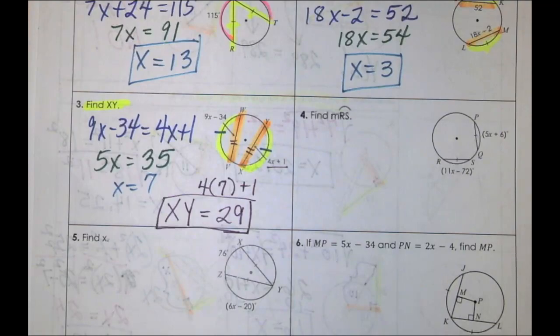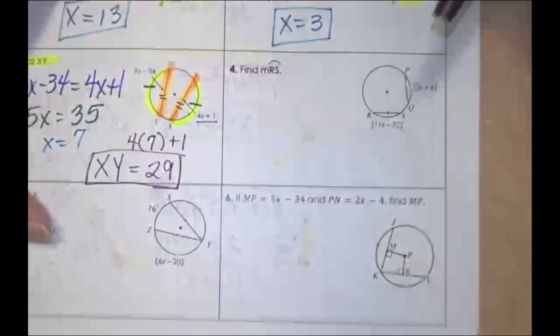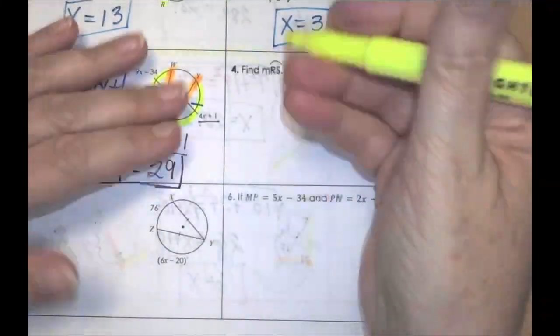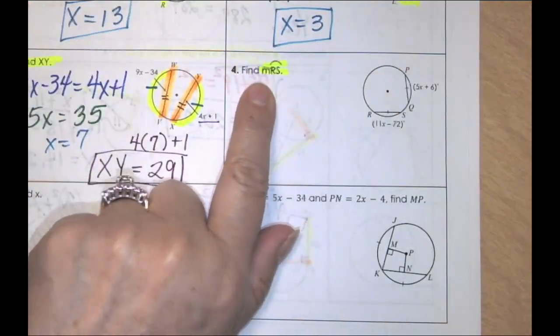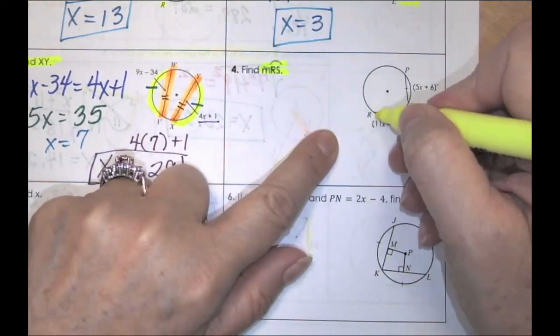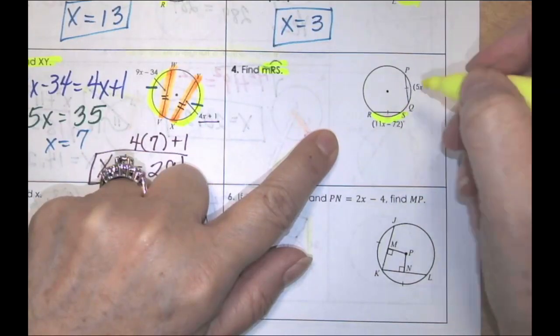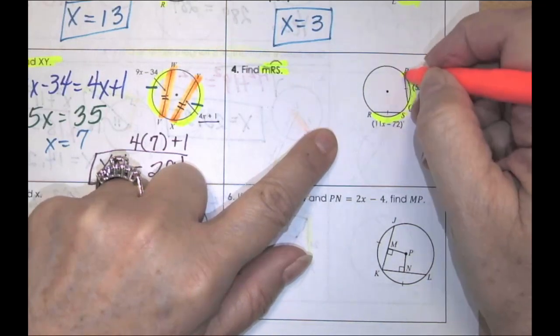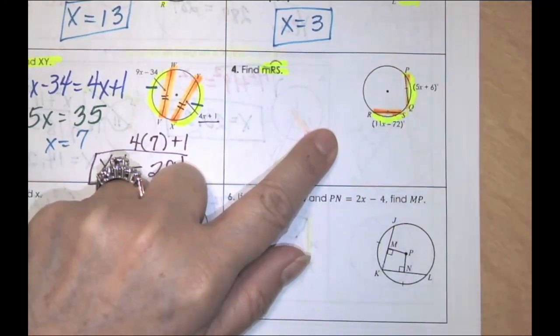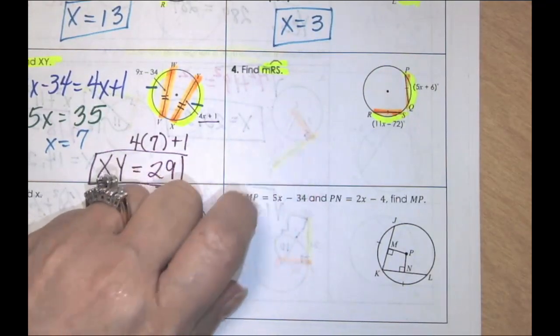Okay, let's look at another one. The next one wants us to find the measure, that's what that M means, of arc RS. So where's arc RS? Right there. It's got to be congruent to that arc because the chords are marked congruent. They're congruent if and only if the arcs are congruent.